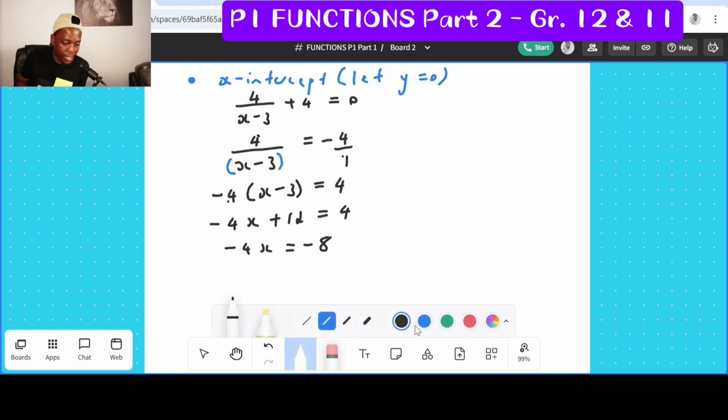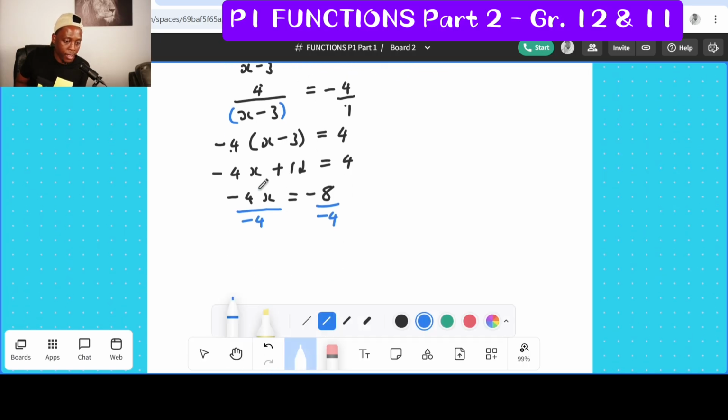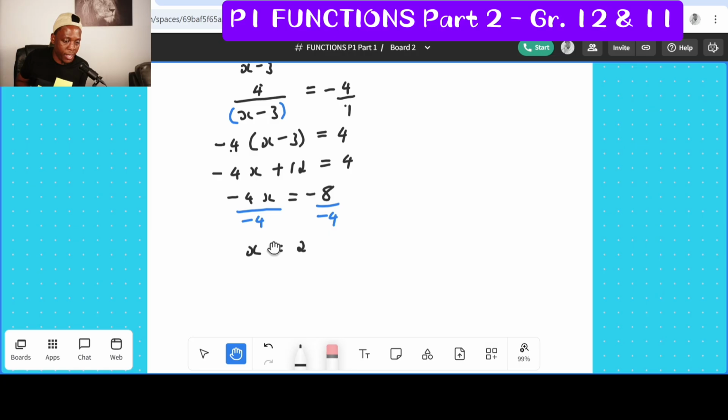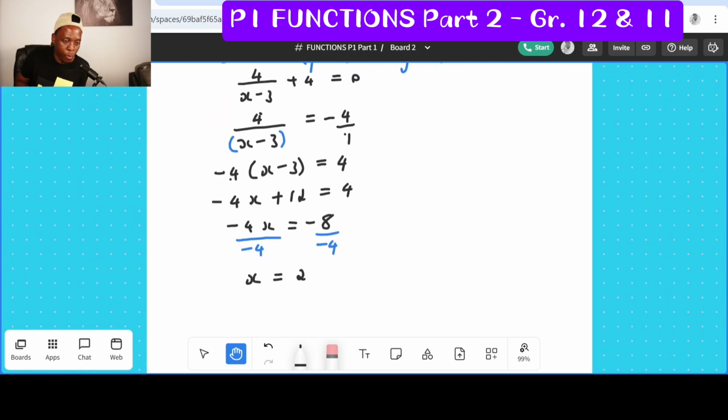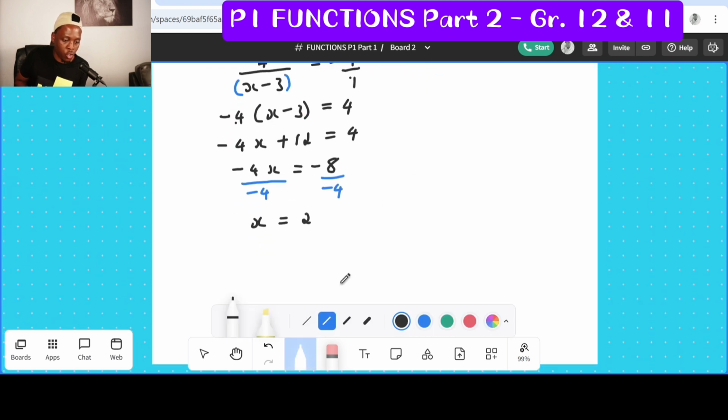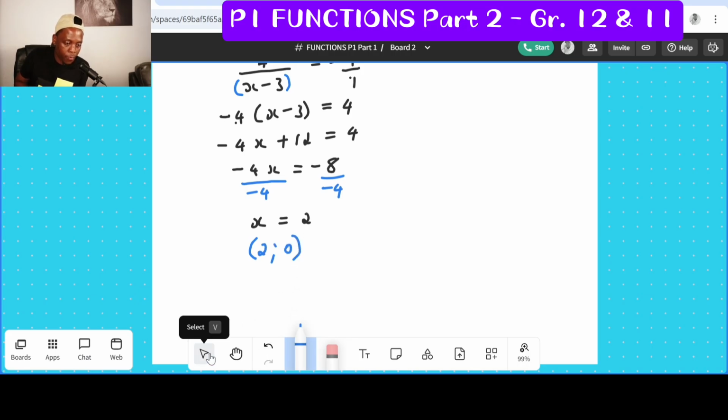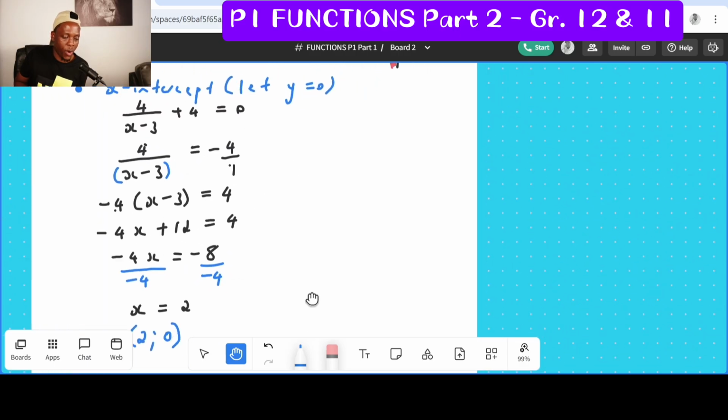At the end of the day, we're going to be dividing both sides by negative 4 to make x the subject of the formula. So when we cancel out here, we're going to be left with x on the left. And then here, that's going to be a positive 2. Remember, this is the x-intercept. An intercept is a point where y is equal to 0. So our x-intercept is going to be (2; 0). Okay, one down.